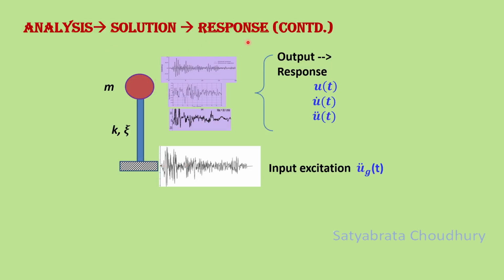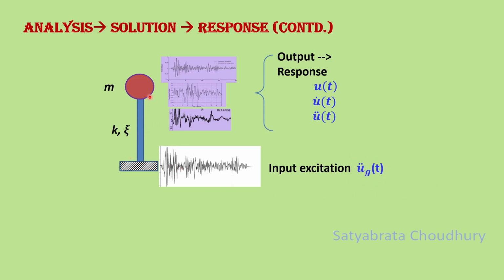Now the responses that you get are shown here. We have taken a single degree of freedom system. It has a mass, stiffness, and some damping. You are applying some excitation here at the base, which is u double dot g. G stands for ground acceleration.